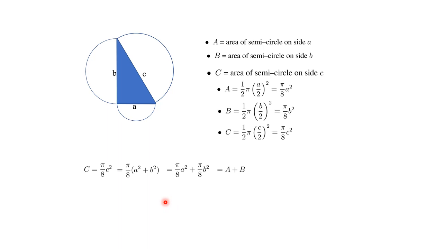And you can extend this even further. It doesn't have to be semicircles. You can erect figures on here, such as, say, pentagons or triangles. They must all be similar, and they must all have the fact that their areas are the same multiple of the length squared.